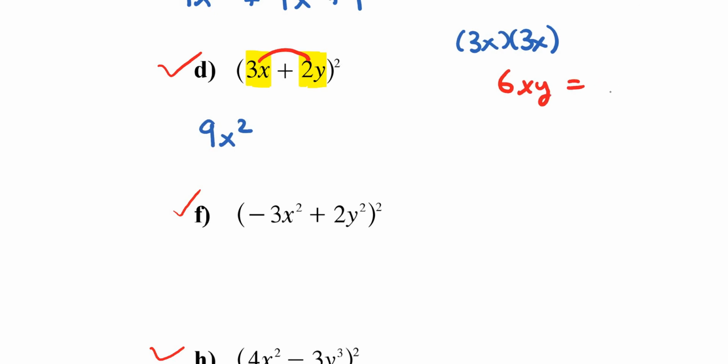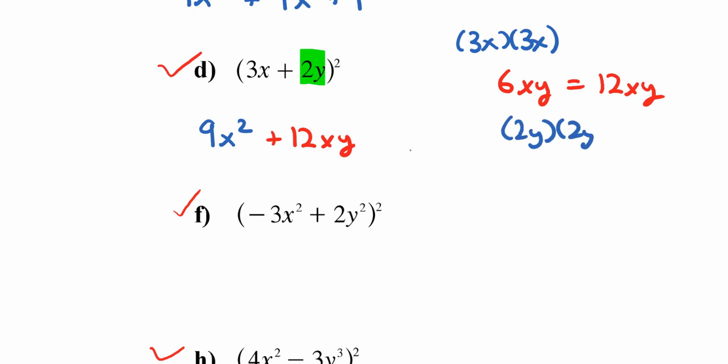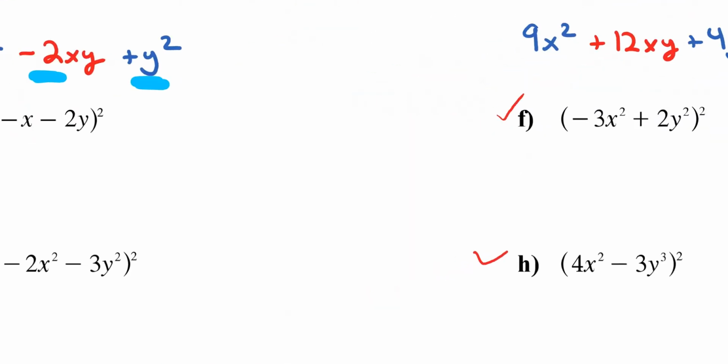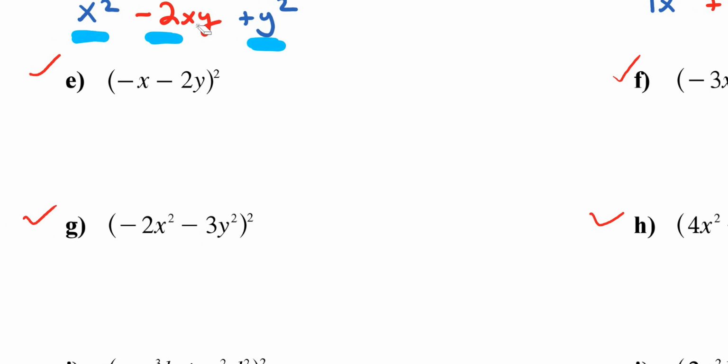And how do you double that? Well, how do you double 6? It's going to be 12xy. So positive 12xy. And then finally, the last part is how do you square 2y? Well, that's going to be 2y times 2y, which is going to be 4y squared. Okay, let's go ahead and do a few more of these square, double, square techniques.